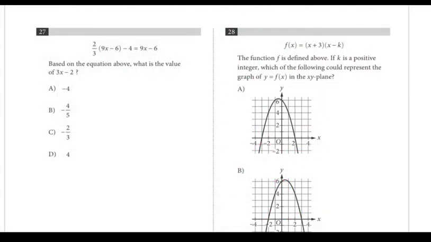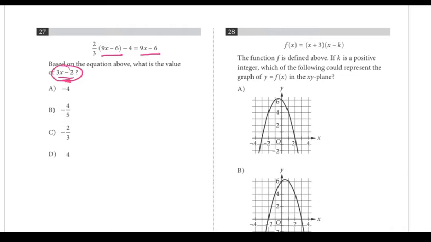Number 27. Based on the equation above, what is the value of 3x minus 2? Well, my first thing I notice here, 3x minus 2, I see this 9x minus 6 here. Now, one way to solve this equation would be to make the 9x minus 6, that's like 3 of these, isn't it? If you multiply that by 3, it's 3 of these.